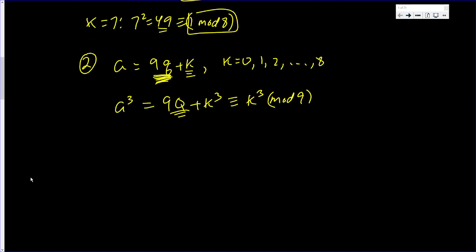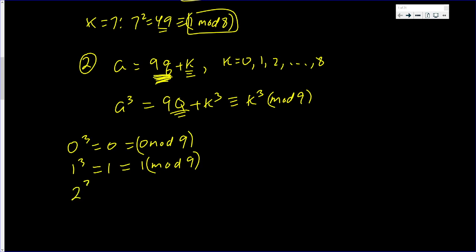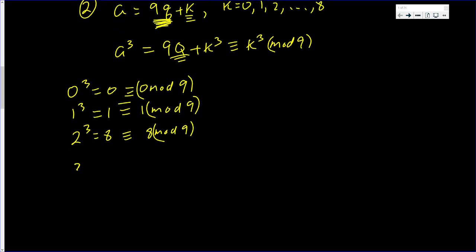Okay, so what can k cubed be? Well, 0 cubed is 0, which is 0 mod 9. 1 cubed is 1, which is 1 mod 9. 2 cubed is 8, which is congruent to 8 mod 9. And we have to go through it. If you know an easier way, turn me on to it. 3 cubed is 27, well, that's a multiple of 9. So that's 0 mod 9.